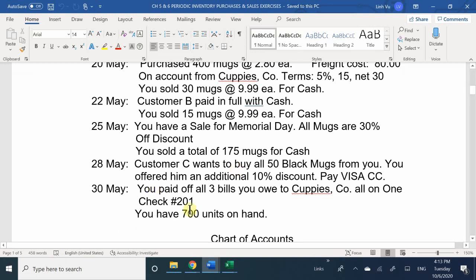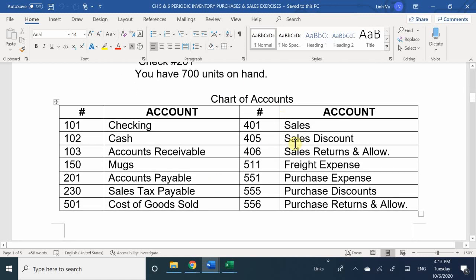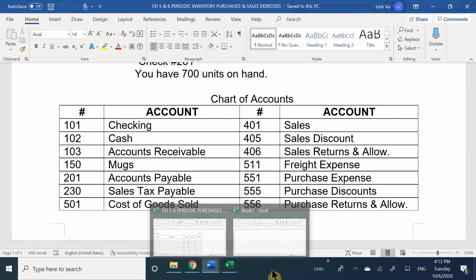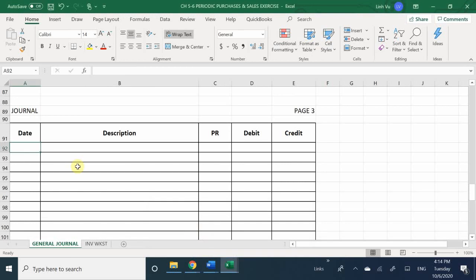So for my accounts, I'm going to need my sales account of 401, and then I'm going to need my sales discount, 405. And then I'm going to need my cash account of 102, and I'm going to need to use my sales tax of 230. Perfect. Good.